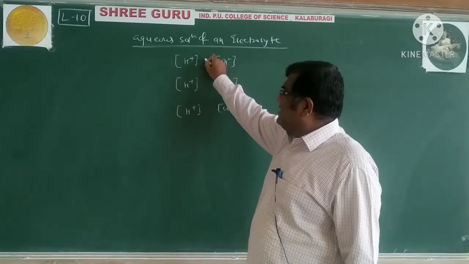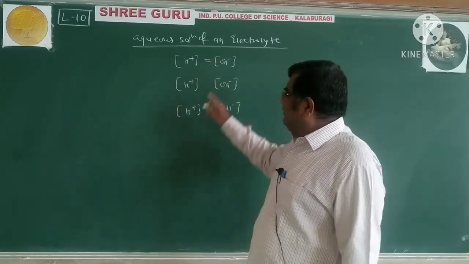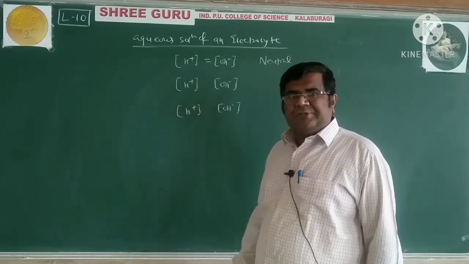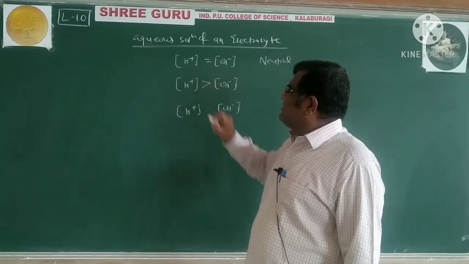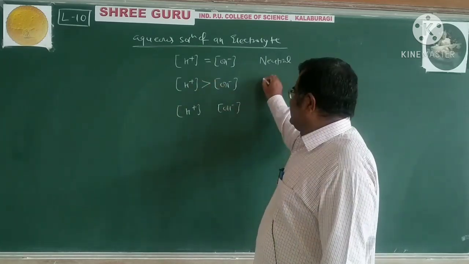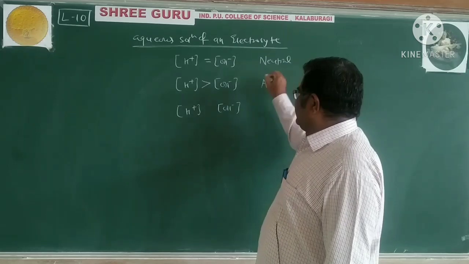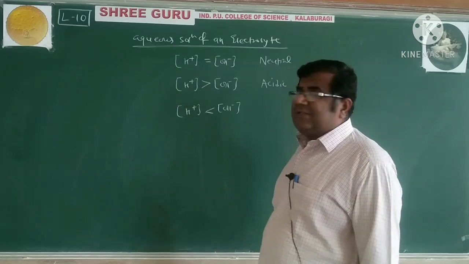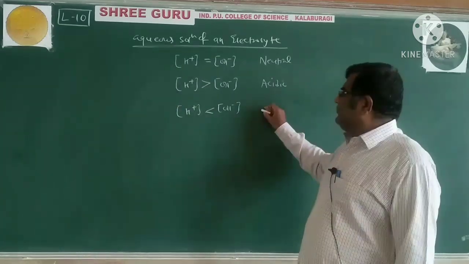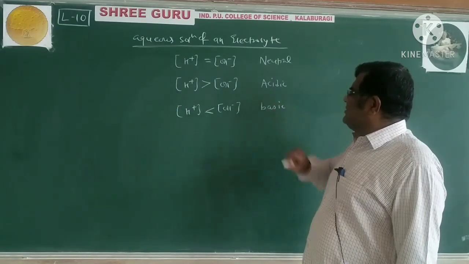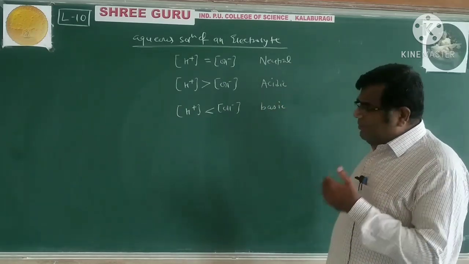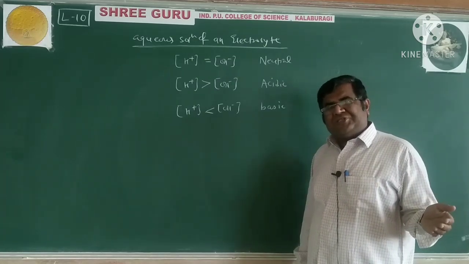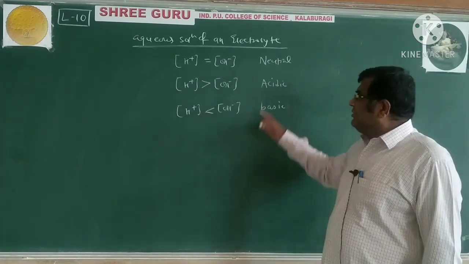The first possibility is that their concentrations are equal. If it is so, we say that that particular aqueous solution is neutral. If H plus ion concentration is greater than OH negative ion concentration, that particular aqueous solution is acidic. If OH negative ion concentration is greater than H plus ion concentration, that particular solution is basic. So these are the three possibilities, by comparing the hydronium ion concentration or H plus ion concentration with OH negative ion concentration.